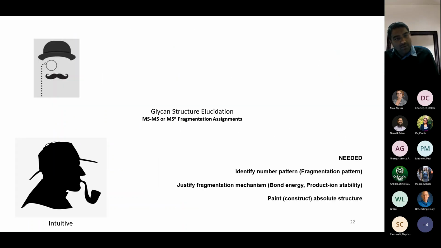Now, how do we do glycan structure elucidation? Three things are very much needed. One is to identify the number pattern, because the output of mass spec is just numbers, nothing else. Then analysts have to identify the number pattern, so you have to be intuitive. I owe my intuitive nature to these two particular gentlemen. I won't elaborate on those, but then it comes to justification of the fragmentation mechanism. These two things govern this mechanism: one is bond energy and the other is product ion stability. And the third thing is, using this information, you have to construct your absolute structure.